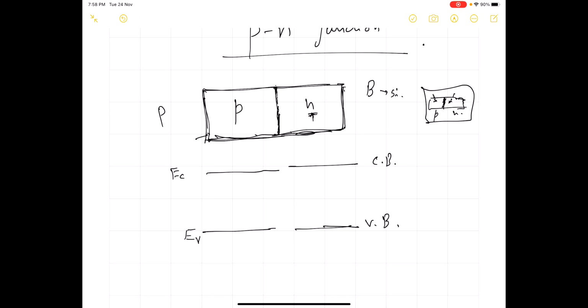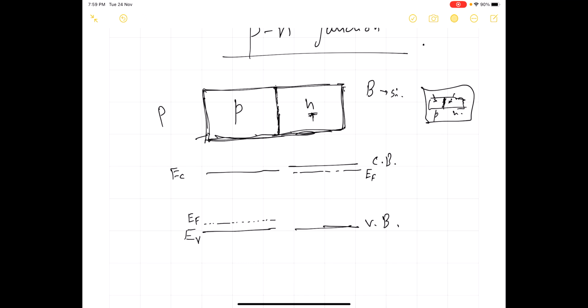The Fermi level for the p-type will lie very close to the valence band. So this is basically the acceptor level, EA, sorry, my mistake, this is the Fermi level. And here for the n-type we are putting the Fermi level very close to the conduction band.